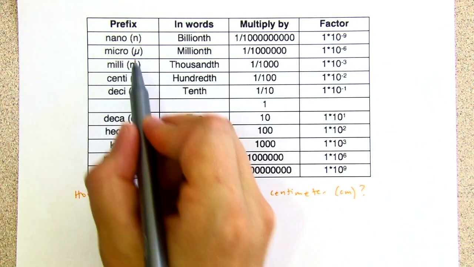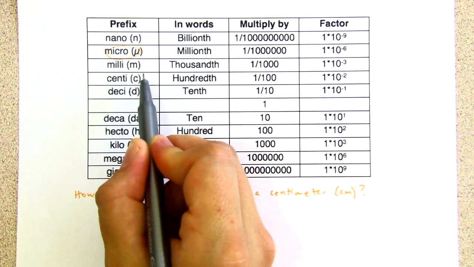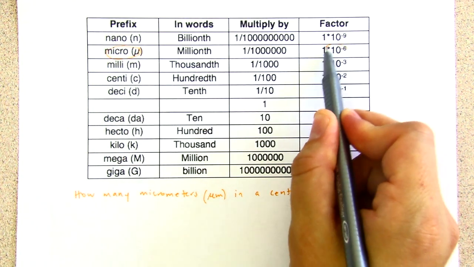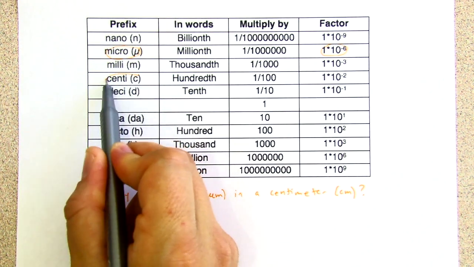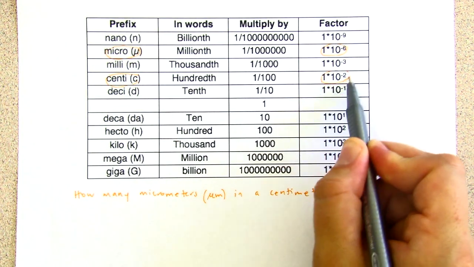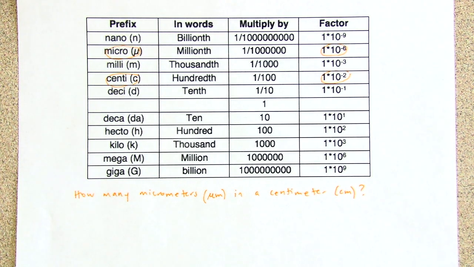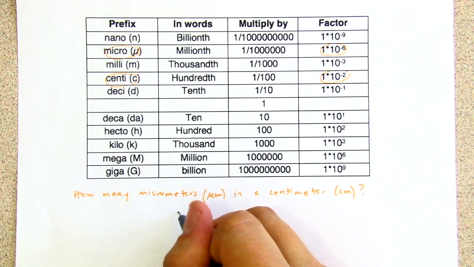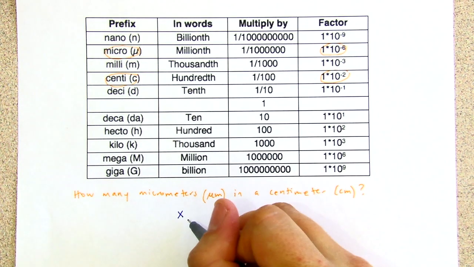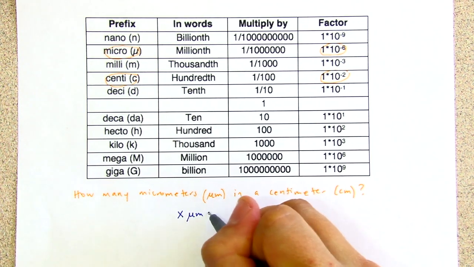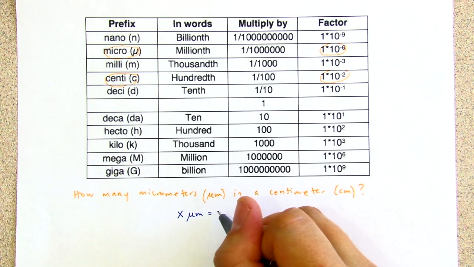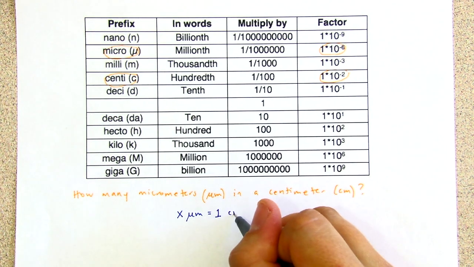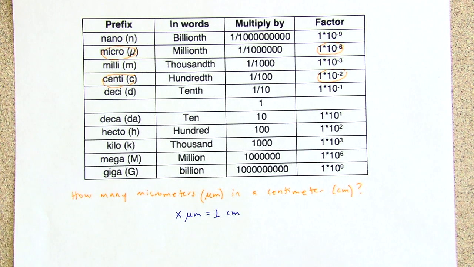So here's micrometers, 10 to the negative 6, centimeters, 10 to the negative 2. How many micrometers in a centimeter? So one way we can set this up is to sort of represent it algebraically. So I'm trying to figure out how many, x for how many micrometers in a centimeter is equal to 1 centimeter. How many micrometers in 1 centimeter?